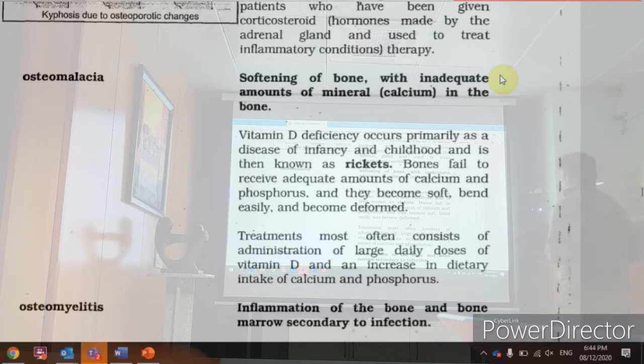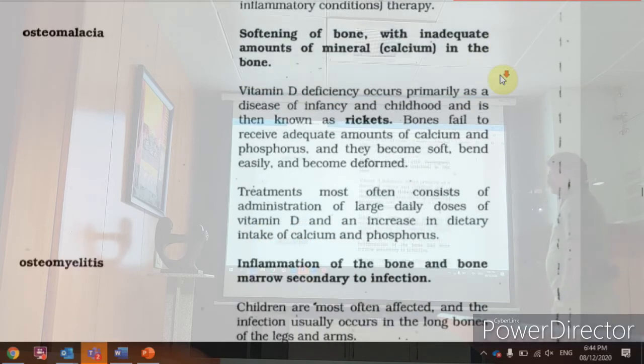Vitamin D deficiency. They also mentioned vitamin B12, right? That is different. Vitamin B12 deficiency is different. Vitamin D is required for absorption of calcium. When it is not there, the bones become easily bent and easily deformed. Treatment usually is a large dose of vitamin D, and increased dietary intake of calcium and phosphorus.